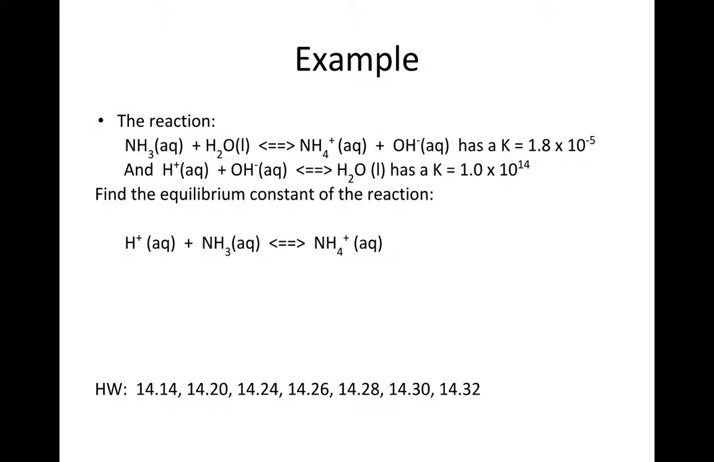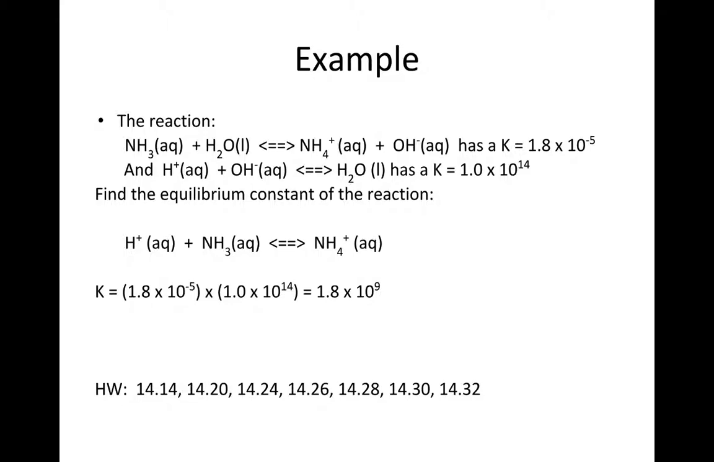Okay, here's another example. We have ammonia plus water makes NH4 plus OH minus. K equals 1.8 times 10 to the minus fifth. We also have H plus OH minus makes water. K equals 1 times 10 to the 14th. What would happen if we add those two reactions together? If we add them together, the waters will cancel and we'll get H plus NH3 makes NH4 plus. Also the OH minuses would cancel. So adding two reactions together means that you need to multiply the K's. So multiplying the K's would mean we get 1.8 times 10 to the minus fifth times 1 times 10 to the 14th, which comes out to 1.8 times 10 to the ninth.